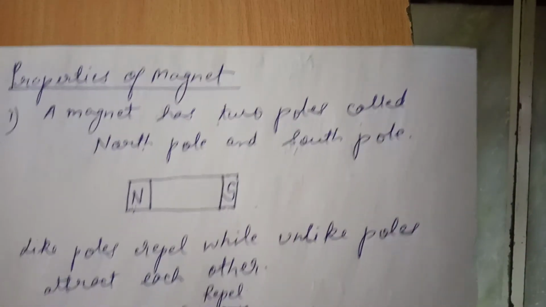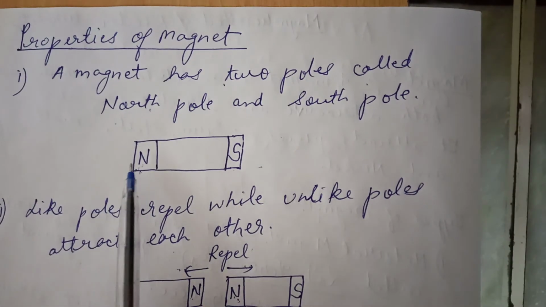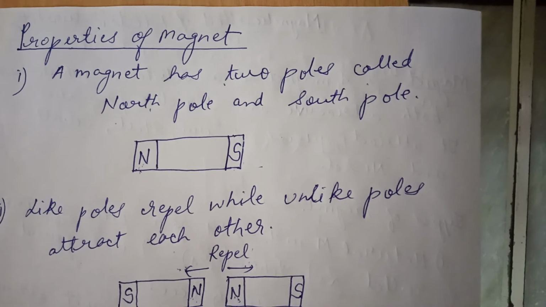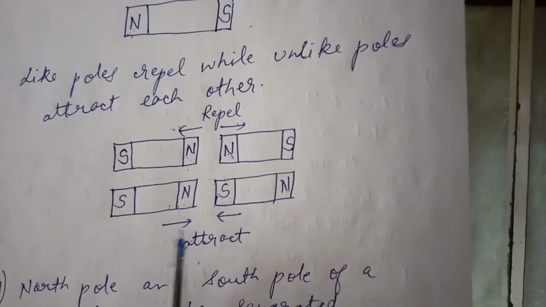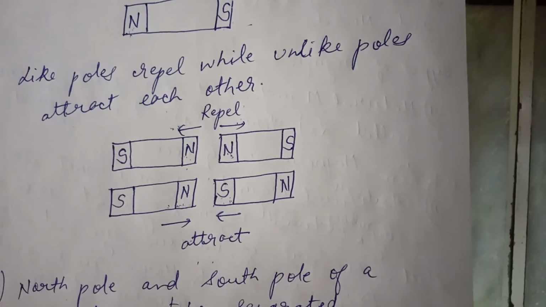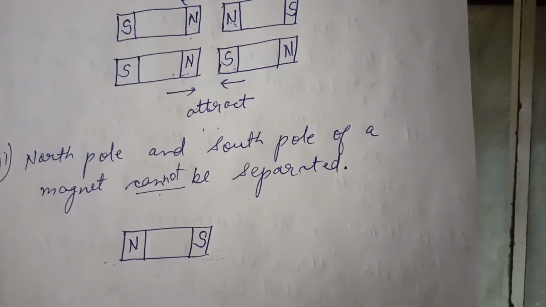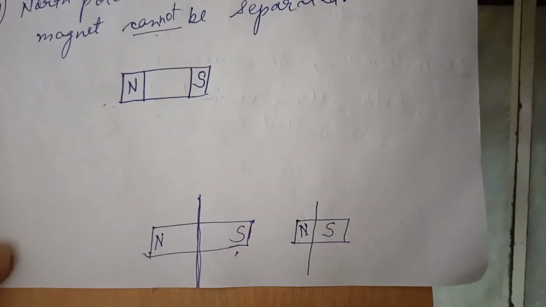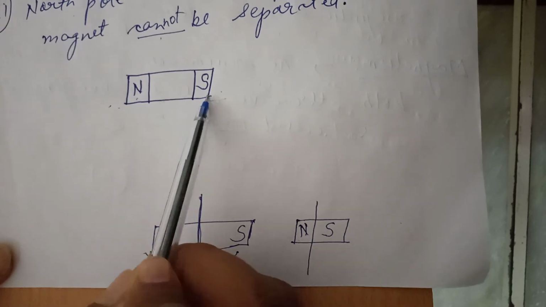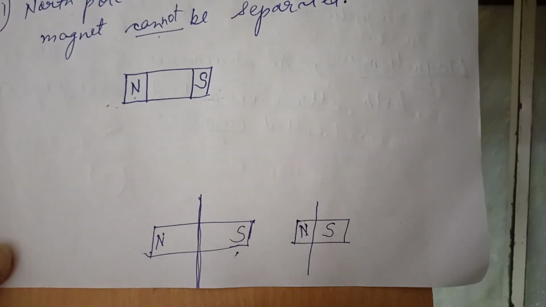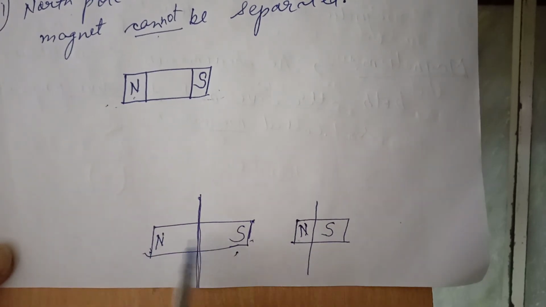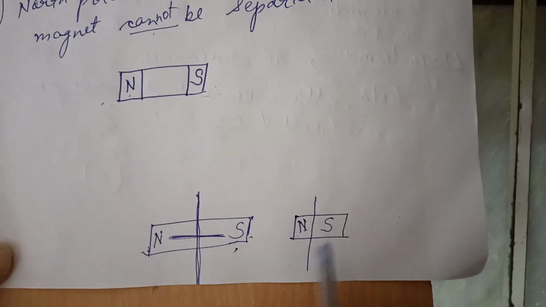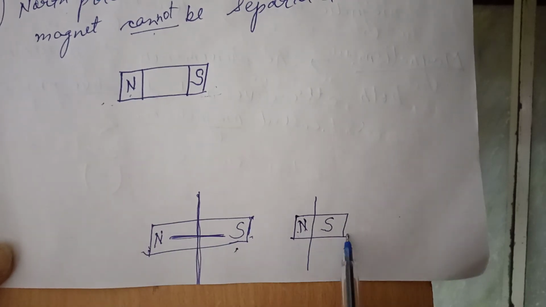And what are the properties of the magnet? A magnet has both a north pole and a south pole. When two like poles come together, they will repel each other. When unlike poles come together, they will attract each other. And when a magnet is broken, each piece always has a north pole and a south pole. The north pole and south pole will not be separated, but it will again have a north pole and a south pole.